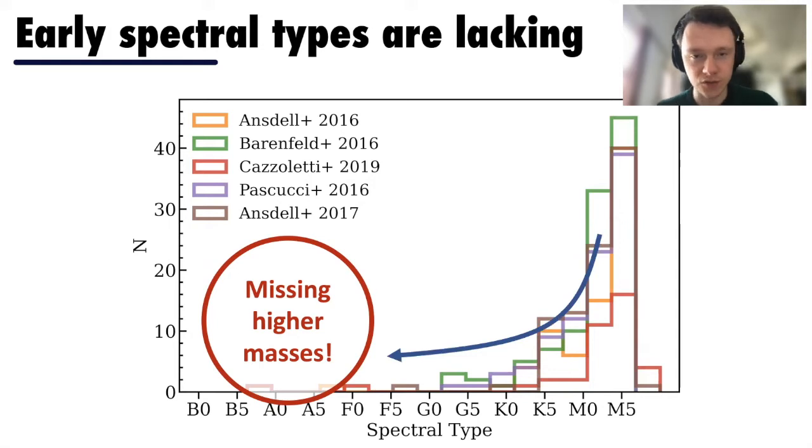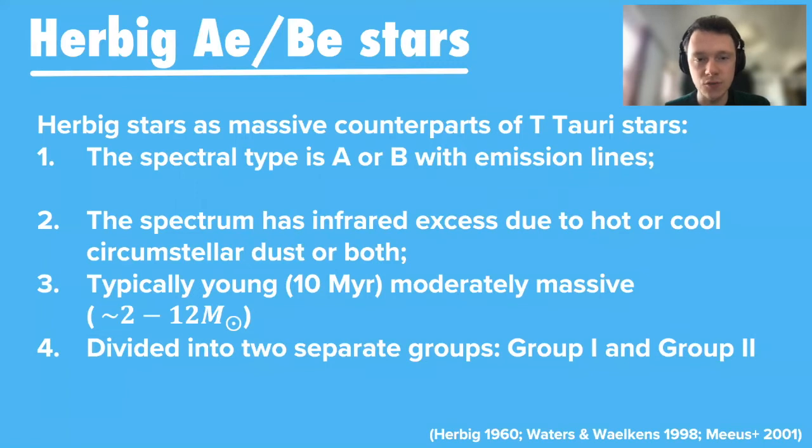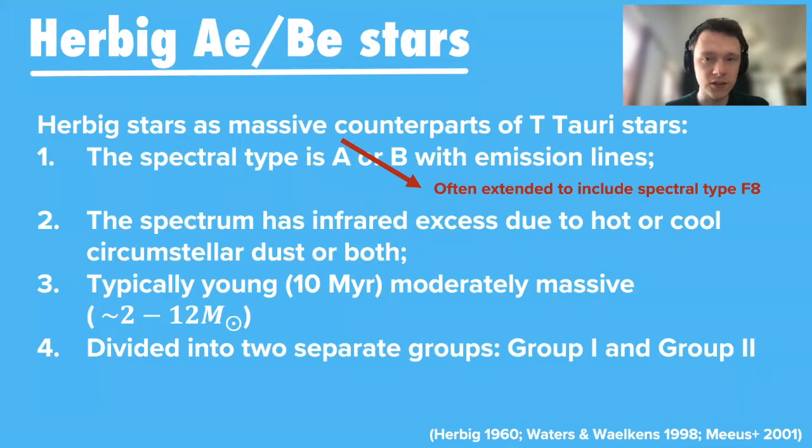And these more massive stars are so-called Herbig Ae/Be stars, which were suggested as a more massive counterpart of the T Tauri stars. As the name suggests, the spectral type is A or B with emission lines, but it is often extended to include up to spectral type F8. The spectrum should have infrared excess due to hot or cool circumstellar dust. In other words, it needs to be a disk. And they are typically young and moderately massive stars.